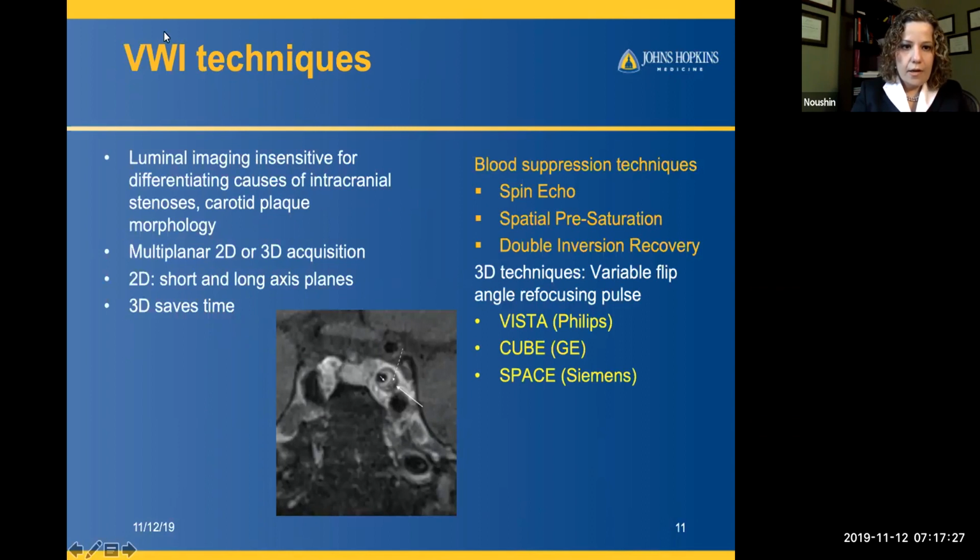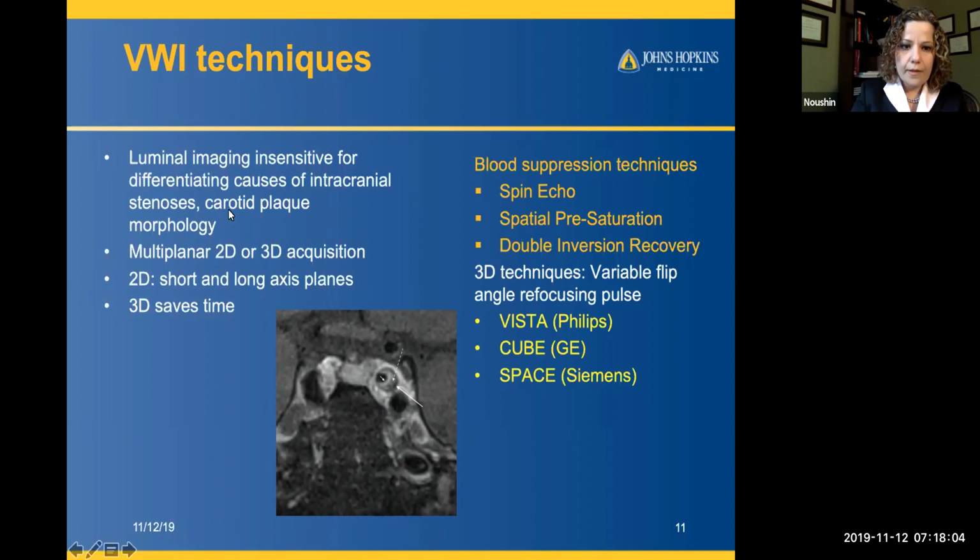I just wanted to talk a little briefly about vessel wall imaging techniques. These are newer techniques that we use to evaluate the vessel wall. All the techniques we talked about, CTA, MRA, also catheter angiography, evaluate the luminal narrowing. So what you're seeing is the lumen of the vessel. You don't see the vessel wall, and you don't know what's going on in the vessel wall. Is it thickened? Is there an ulcer? What is the plaque burden?